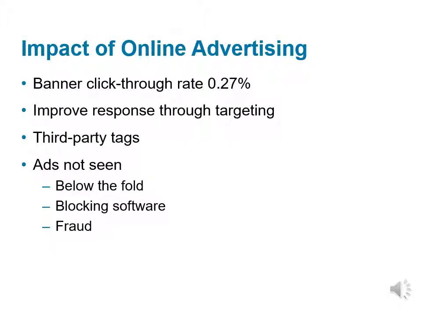More advertising dollars have shifted to online, but consumers have become more immune, resulting in a response click-through rate for banner ads of 0.27%. To improve response rates, advertisers are targeting individuals using web metrics. Third-party tags have increased dramatically, 267%. Three primary reasons for poor response rates and ads not being seen.